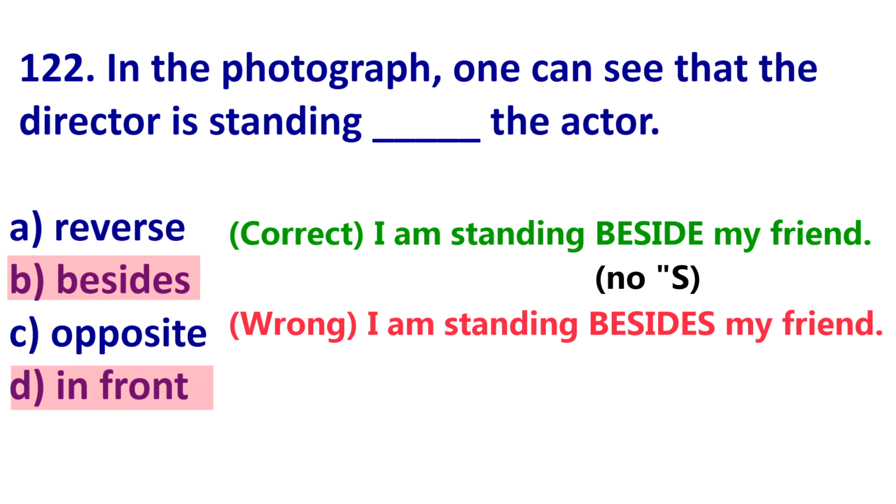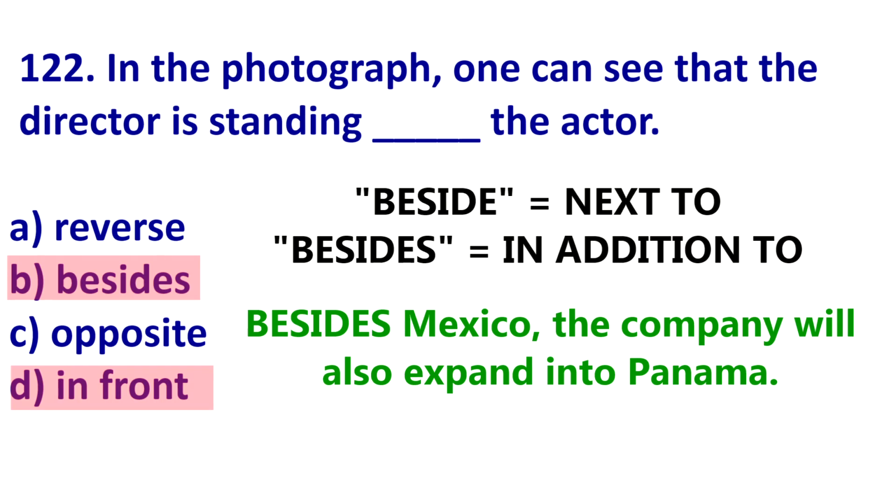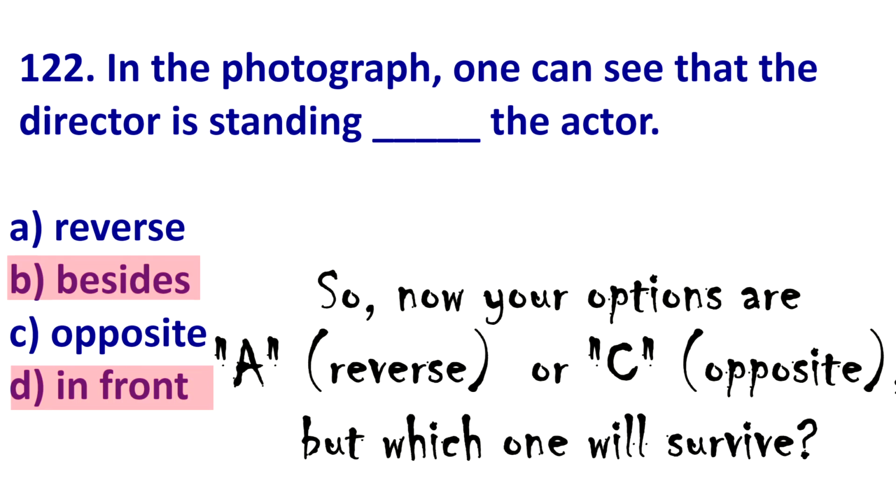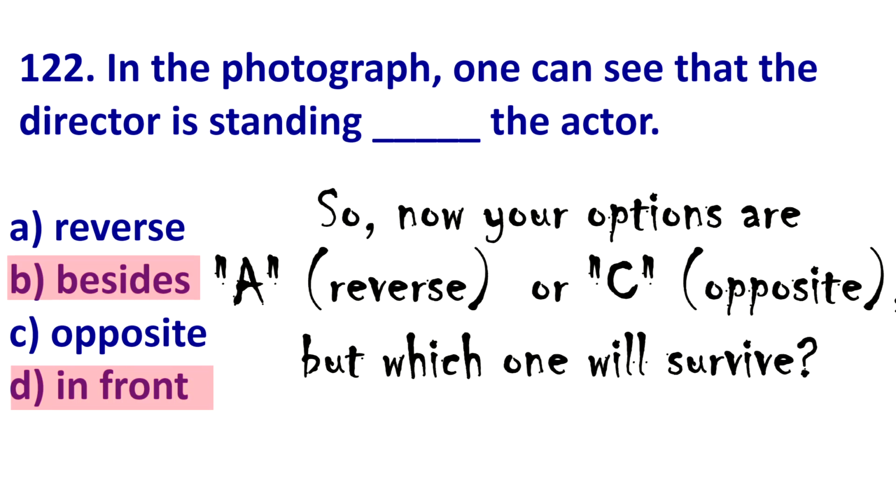Notice there is no S. When you use besides, this is a preposition that adds information. For example, besides Mexico, the company will also expand into Panama. So besides is like in addition to. So as you can see, the TOEIC question is not about adding information. It is about location. Therefore, besides would be incorrect.